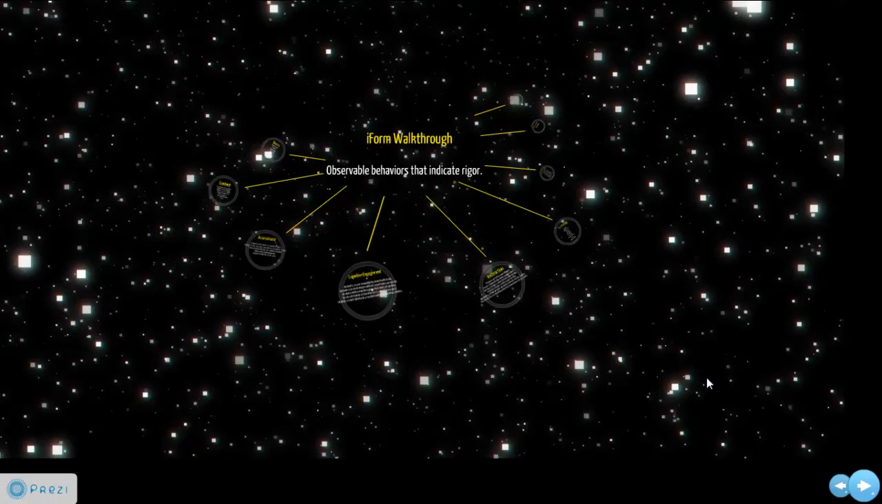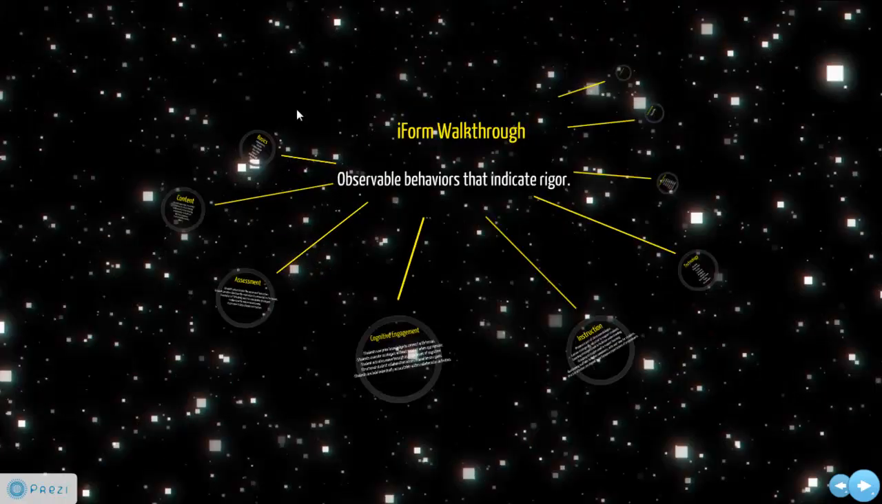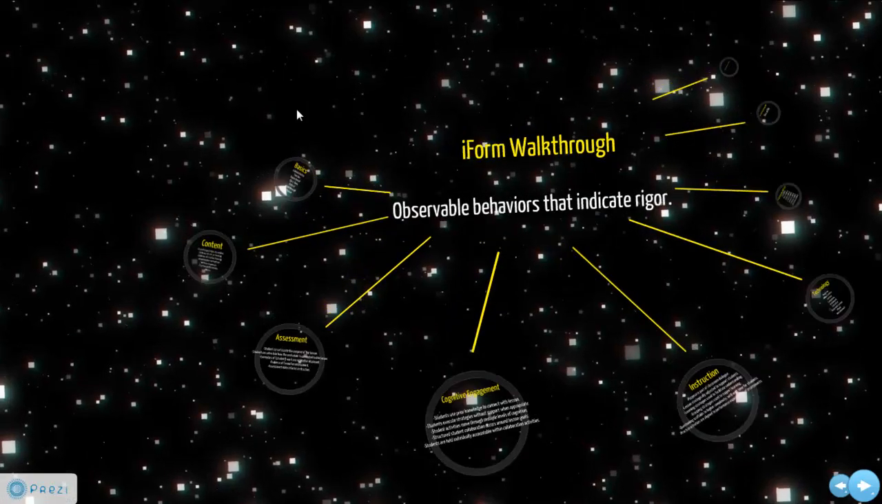The iForm walkthrough tool is focused on data collection around observable behaviors. Specifically, we are looking for observable behaviors in the classroom that indicate rigor in instruction. We will now look at the information that is collected on the iForm walkthrough tool.